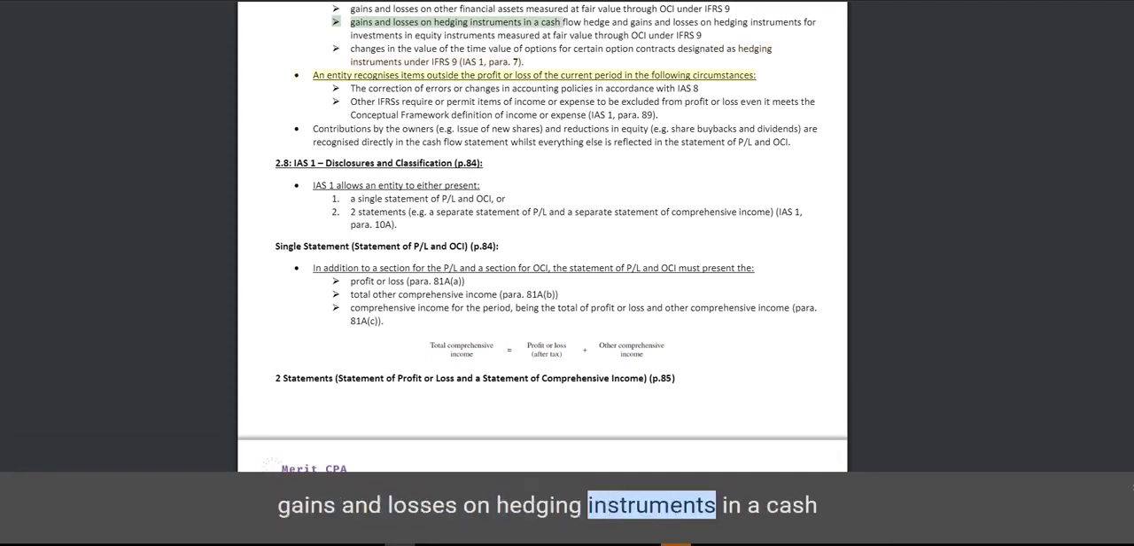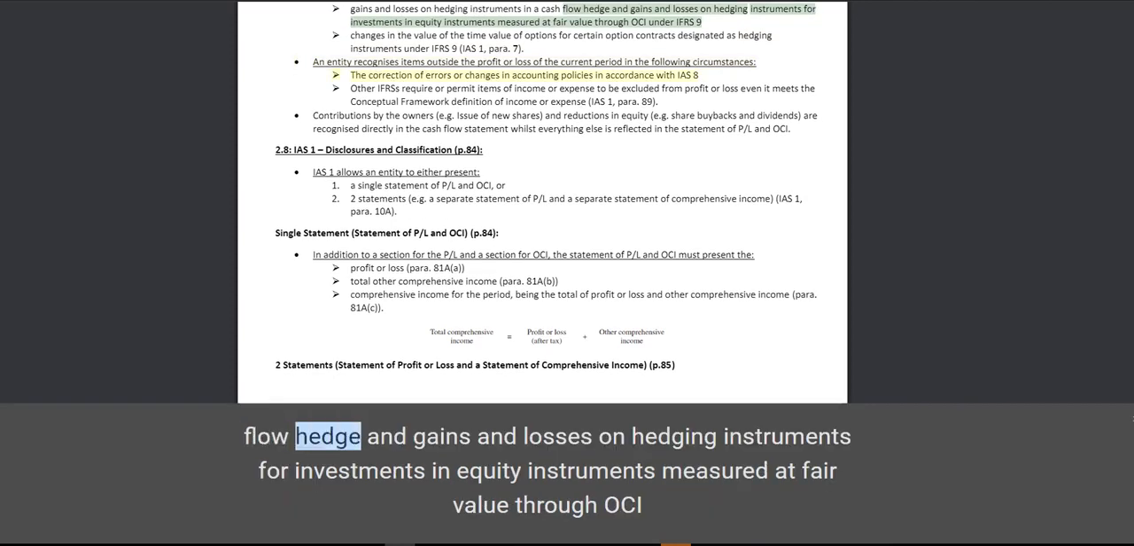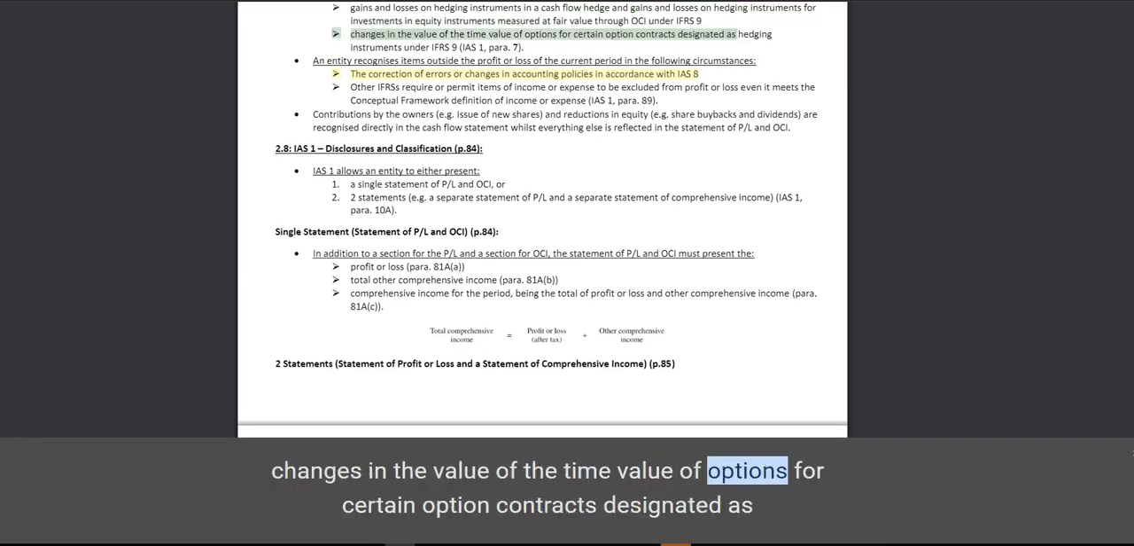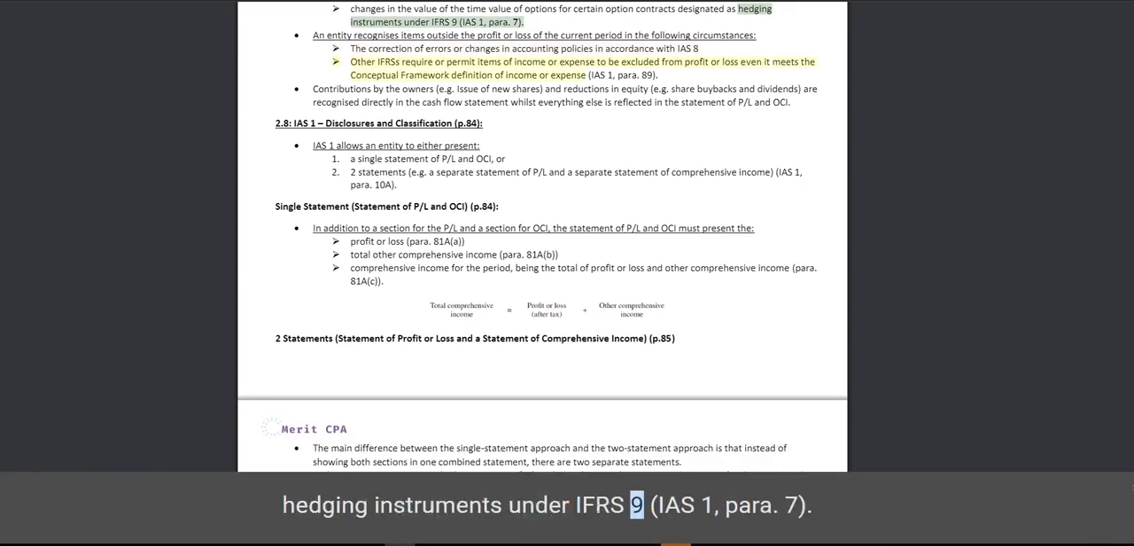Gains and losses on hedging instruments in a cash flow hedge, gains and losses on hedging instruments for investments in equity instruments measured at fair value through OCI under IFRS 9. Changes in the value of the time value of options for certain option contracts designated as hedging instruments under IFRS 9. IAS 1, para. 7.